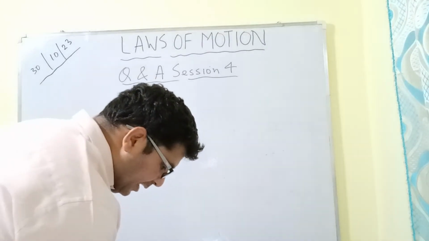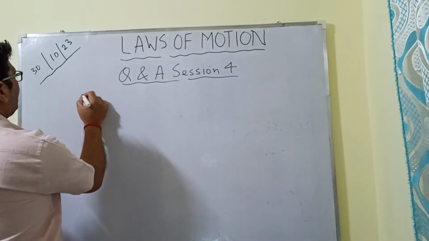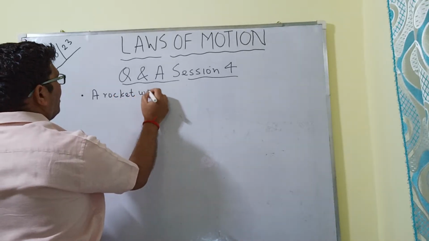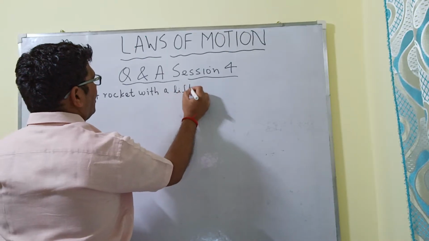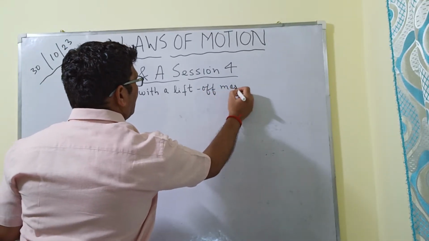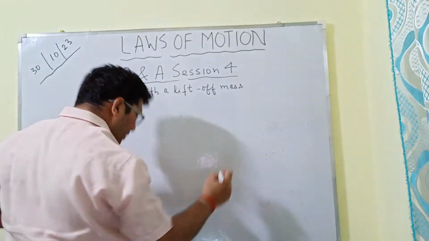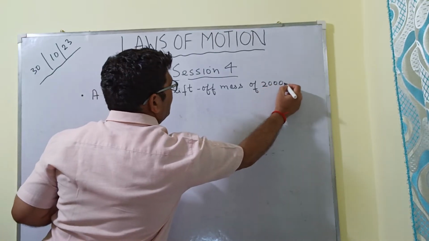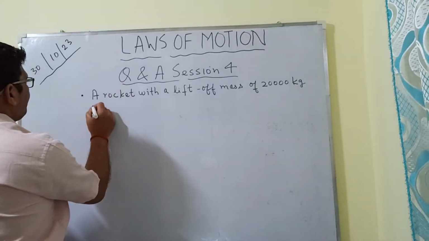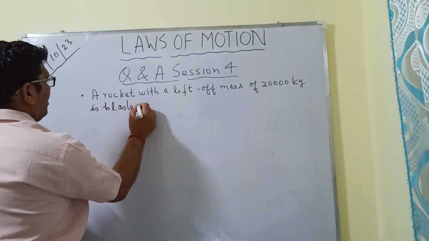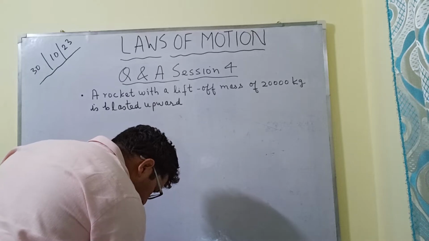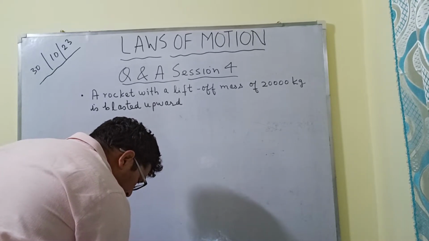The question is: a rocket with a lift-off mass of 20,000 kg is blasted upward with an initial acceleration of 5 meter per second square.